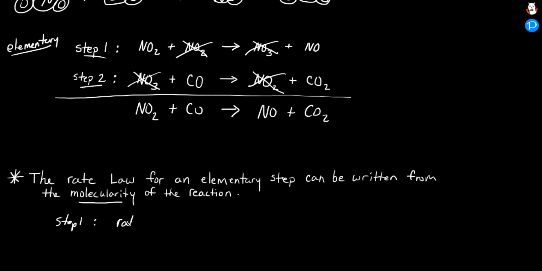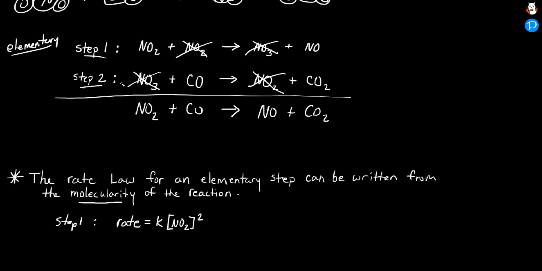I would go rate is equal to our rate constant k times the concentration of NO2, and then I would raise it to the second power because I have 2 of them. So basically I'm just using the stoichiometry of the balanced equation for that elementary step to write the rate law, which we could not do for the overall balanced equation.